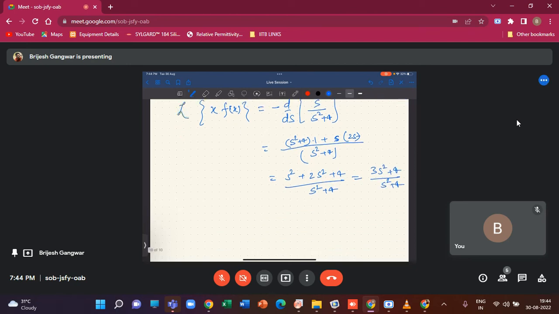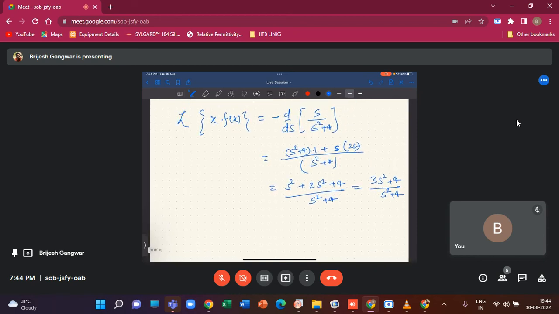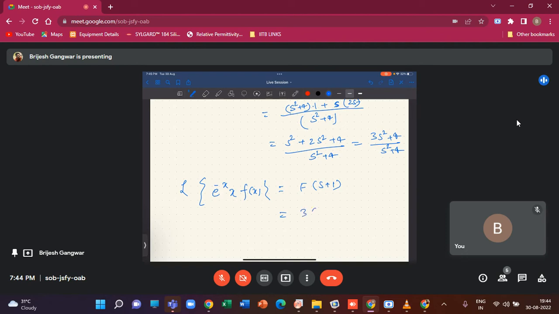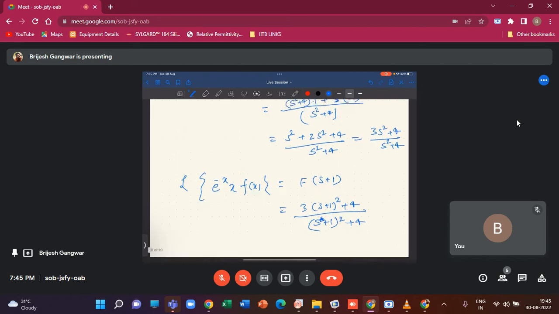Now if you put Laplace of e to the power minus x, x into f of x, it will be F of s plus 1. So it will be 3 times s plus 1 whole square plus 4 upon s plus 1 whole square plus 4 whole square. So this will be our final answer. You can solve further.